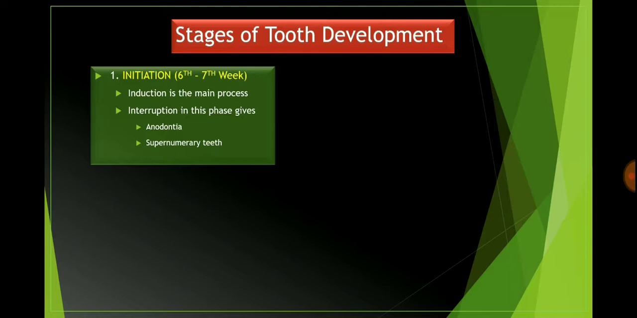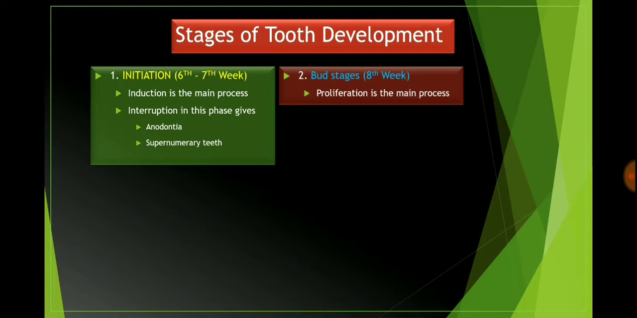The first stage is called the initiation stage, which starts about the 6th to 7th week, and induction. The main process in the initiation stage is the induction process. Interruption in the initiation stage gives rise to anodontia, a lack of teeth, or supernumerary teeth. You have extra teeth in the mouth. So if somebody asks, the patient has supernumerary teeth, which stage was affected or interrupted? It's the initiation stage.